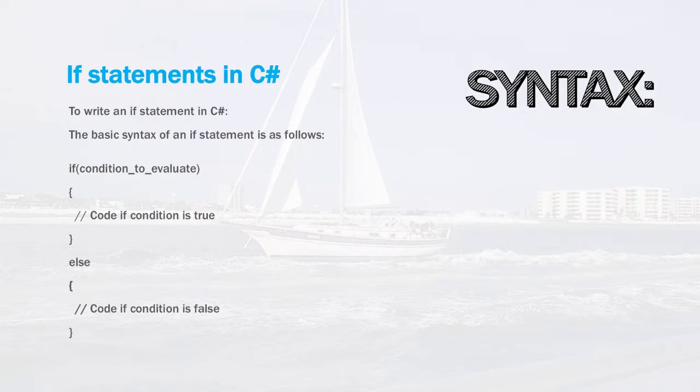To write an if statement in C#, the syntax is very simple. It starts off with an if statement that has the condition to be evaluated in parentheses. Then, separated by curly braces is the code block that will be executed if the condition is true. The else statement then triggers the beginning of the code block to operate if the condition is false.